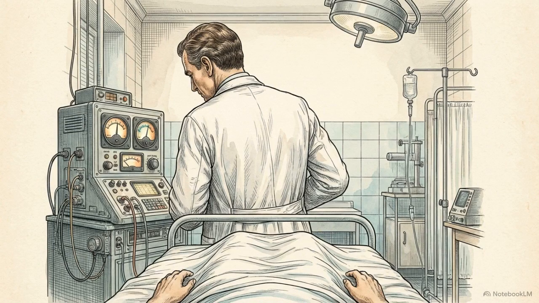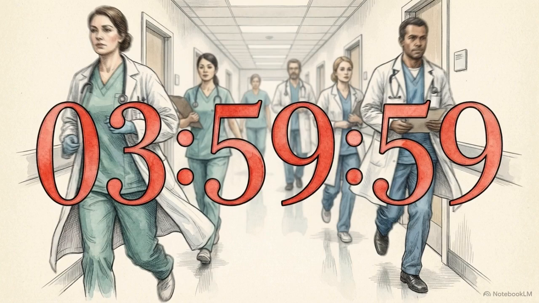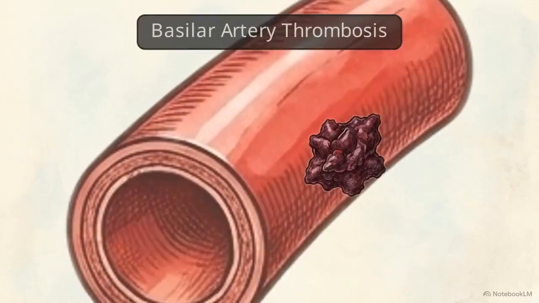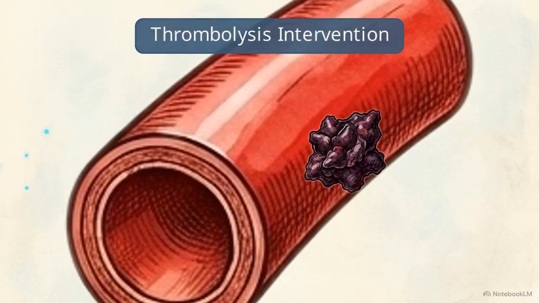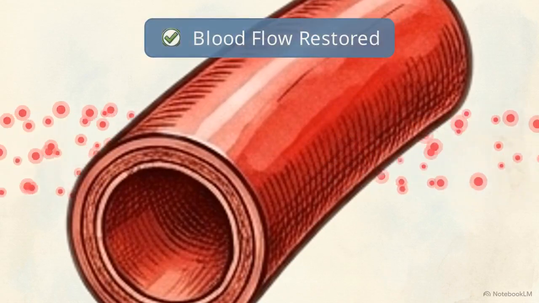Misdiagnosing an LIS patient as vegetative consigns a conscious person to isolation. The EEG provides the data required to prove the patient is actively processing their environment. The acute emergency protocol focuses on identifying the stroke window immediately. Medical teams utilize thrombolysis, administering drugs to dissolve the basilar clot before tissue death in the pons becomes permanent.